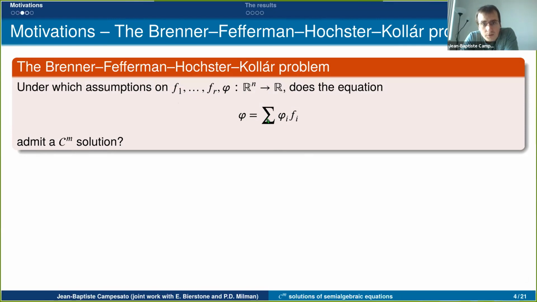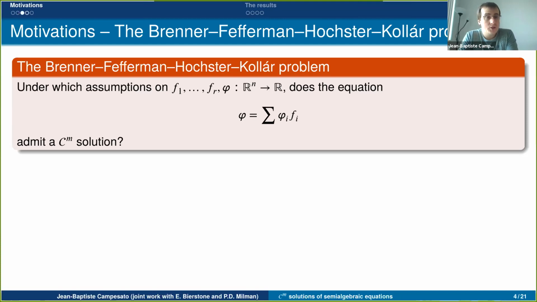So here the unknowns are some functions phi_i. And the question is under which condition these equations admit a CM solution. So how can we determine whether this equation admits a CM solution, so that there exists a CM phi_i satisfying this equation, such that phi is a linear combination of the F_i with coefficients phi_i, which are CM?